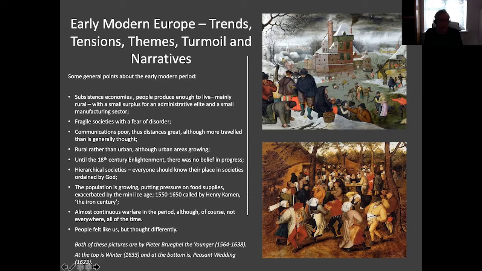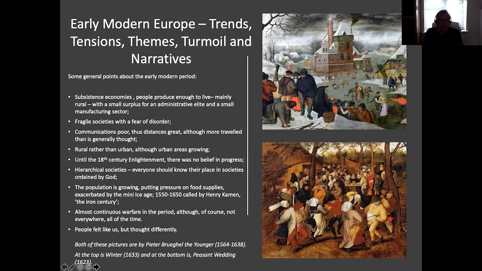I've said rural rather than urban, although urban areas were growing, probably from about 5 to about 10–15% of the population during the period. There was no belief in progress. I mean, the Enlightenment of the 18th century, which is a major intellectual movement, changed this a bit. But generally speaking, people did not expect things to get any better. If anything, the further they got from the Garden of Eden, the worse they thought things were. So it's quite a pessimistic society in many ways.